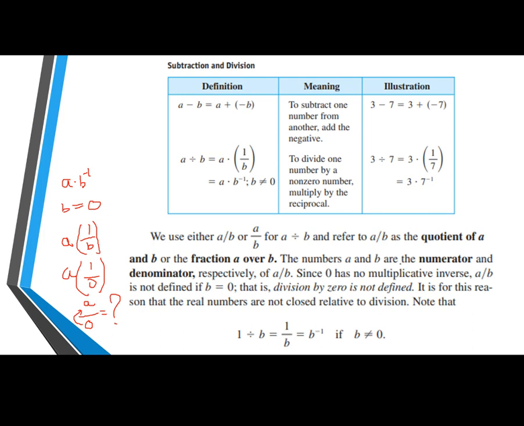The numbers a and b are the numerator and denominator respectively, since 0 has no multiplicative inverse. So a over b is not defined if b is equal to 0. That is, division by 0 is not defined. So undefined, as I have said. It is for this reason that the real numbers are not closed relative to division. Note that 1 divided by b is equal to 1 over b, which is equal to b to the negative 1, if b is not equal to 0.